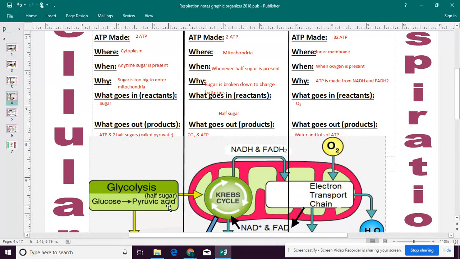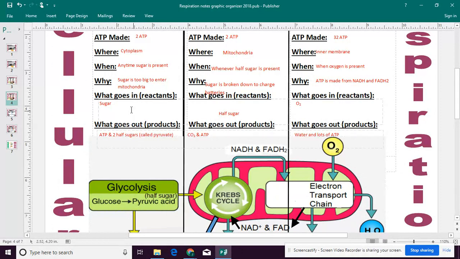Part 1, glycolysis, is going to happen anytime sugar is present. So your body does not wait to process sugar. Just think about if you give a little kid some sugar, they have instant energy. So anytime that sugar is in the cells, it's going to start to break down. It's going to immediately go through the process of glycolysis.